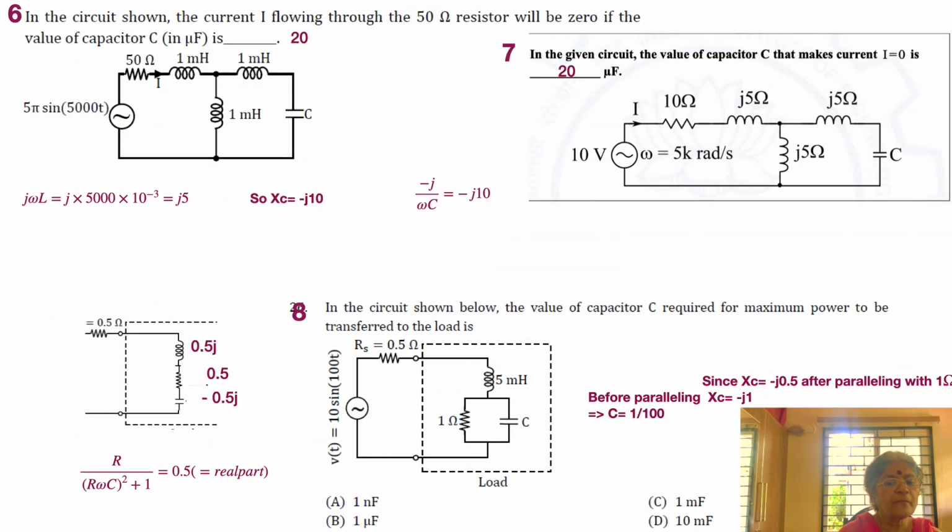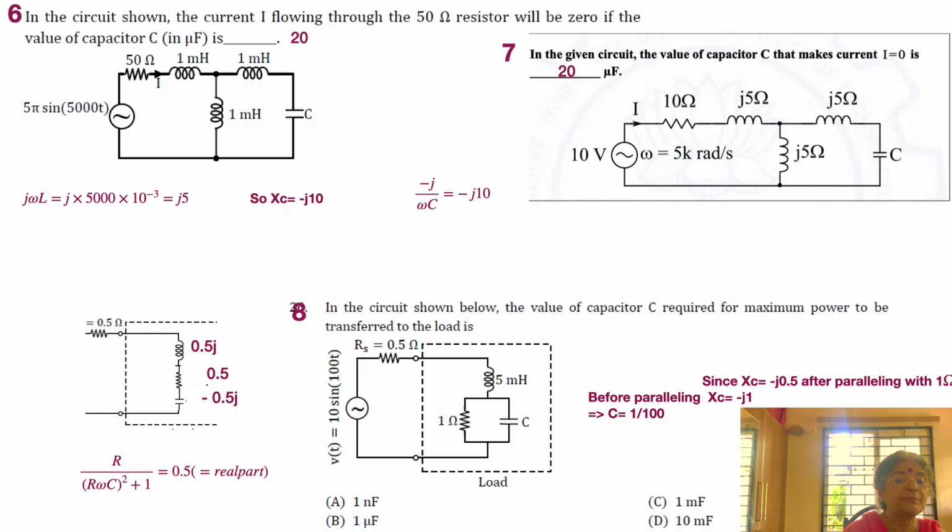Moving on to the 6th problem, where again we have 5 pi, so that's the maximum value. We have 5 pi there, and then sine, and omega is 5,000, and then t. That's the AC source, and we have a current I coming out from there, flowing through 50 ohms and 1 millihenry. Thereafter it divides into two, one portion goes through the 1 millihenry, the other portion goes through the 1 millihenry in series with the capacitor marked C. Perhaps we need to find out the value of C.